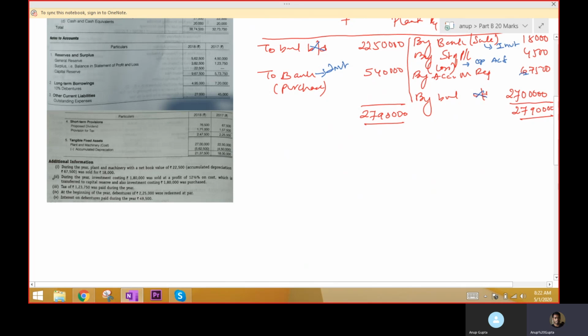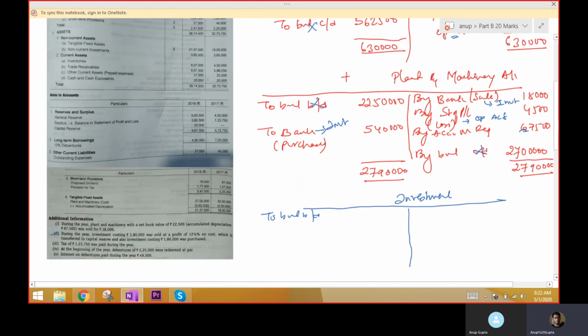The second adjustment: during the year investment costing. So let us make the investment account very quickly. Investment account. Okay. So investment is an asset. We'll have a debit balance first. So to balance b/d. Where is investment? Investment will be under asset, non-current asset. So see, non-current investment.